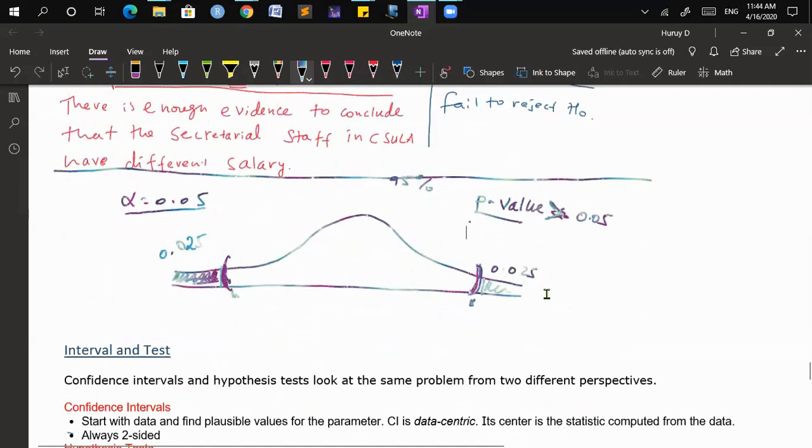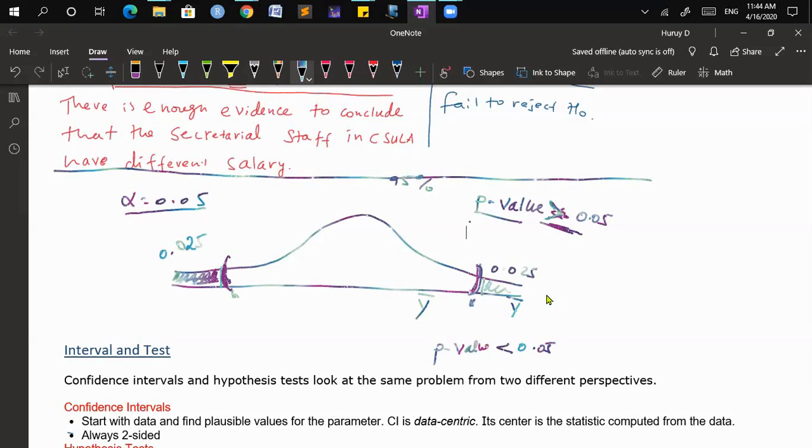So if the p-value is larger than 0.05, then it means our y bar is somewhere inside this area. But if the p-value is smaller than 0.05, then y bar is somewhere outside this area.